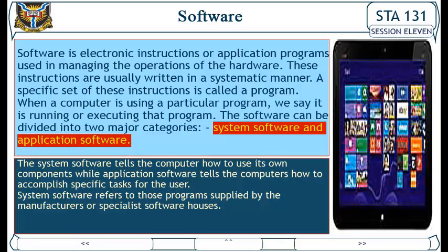The software can be divided into two major categories: system software and application software. The system software tells the computer how to use its own components, while application software tells the computers how to accomplish specific tasks for the user. System software refers to those programs supplied by the manufacturers or specialist software houses.